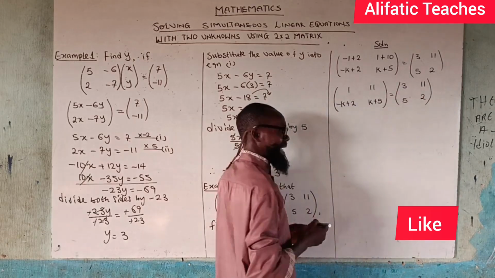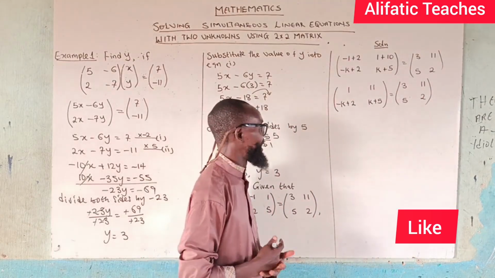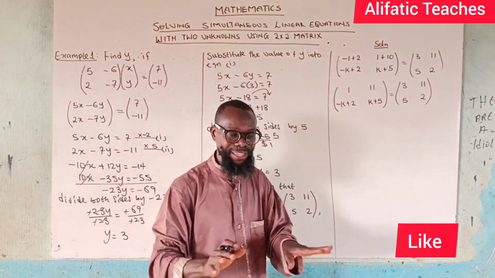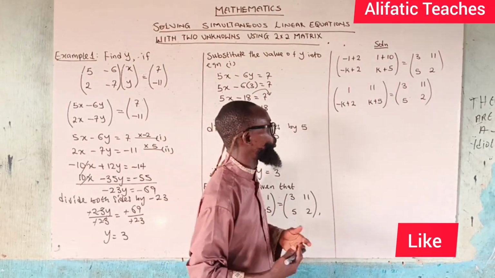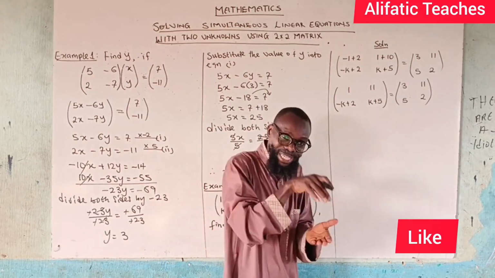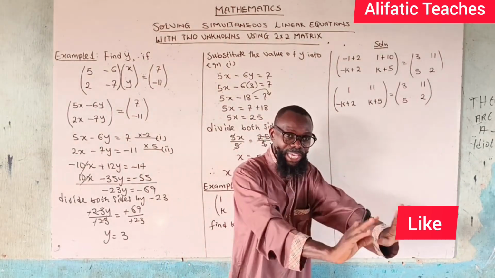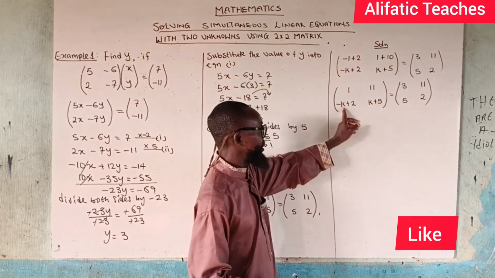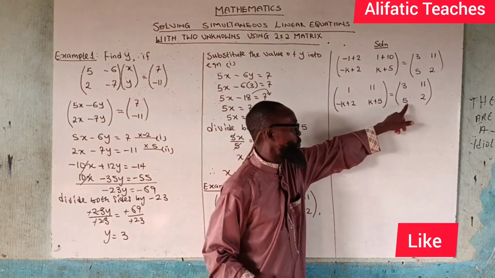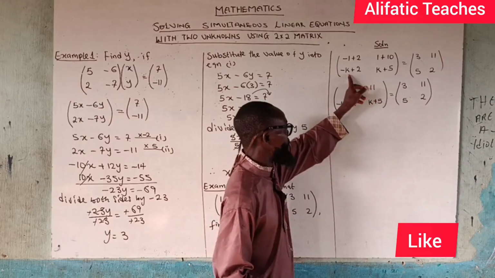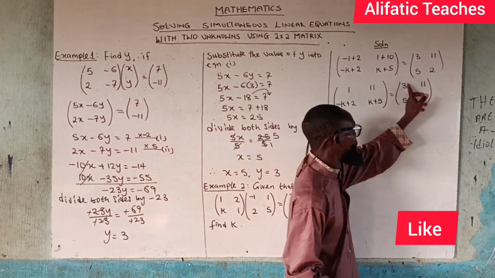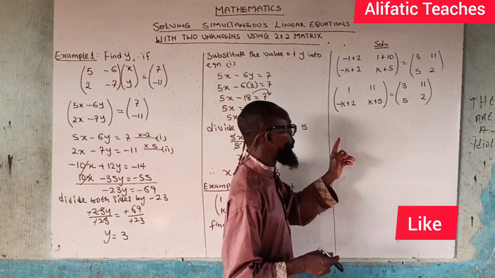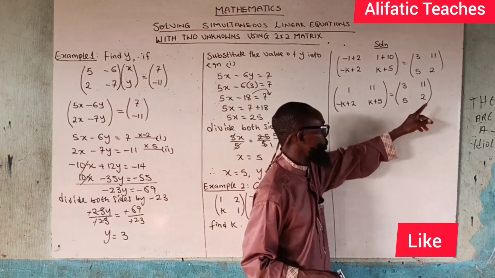Now, the next step is to equate. Since you are looking for the value of k, you don't need to equate everything. What you need is, where do you have your k? You can equate minus k plus 2 to be equals to 5. That is second row, first column. Or you equate k plus 5 to be equals to 2.